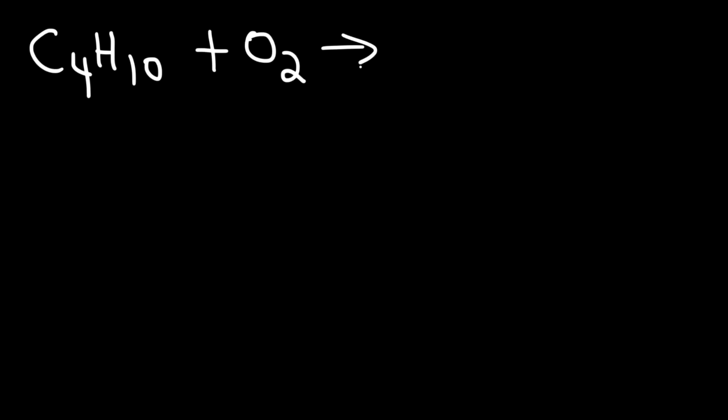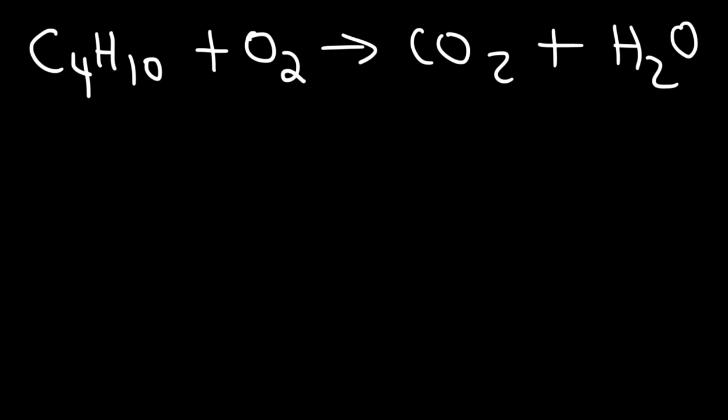Now let's try another example. So here we have butane, and we're going to react it with oxygen gas to produce CO2 and water. So this is another combustion reaction, but it's a little bit different than the last one, and you'll see. So go ahead and take a minute and try this example.